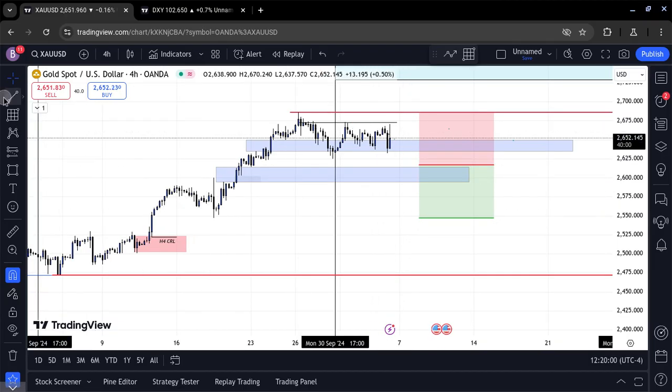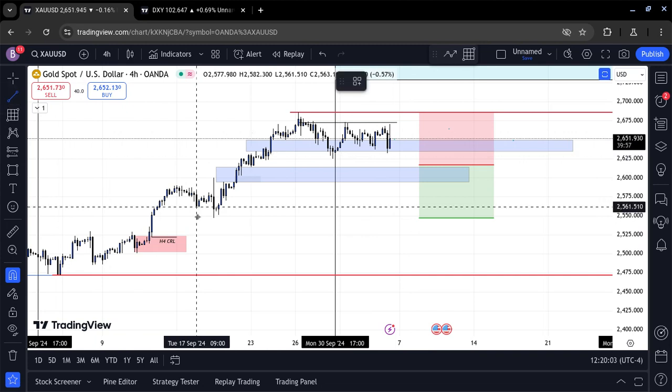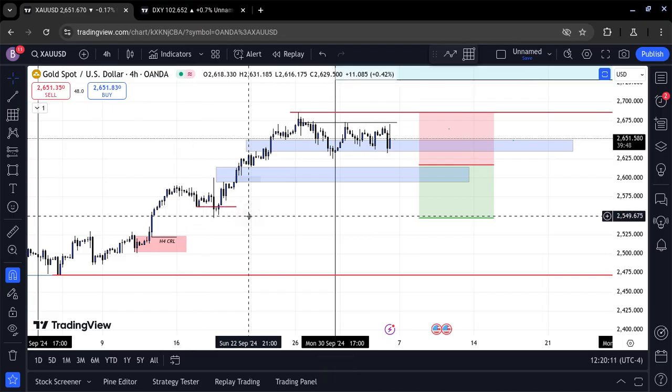we are rejecting lows. Okay, we're being stuck now. Rejecting the lows over here.